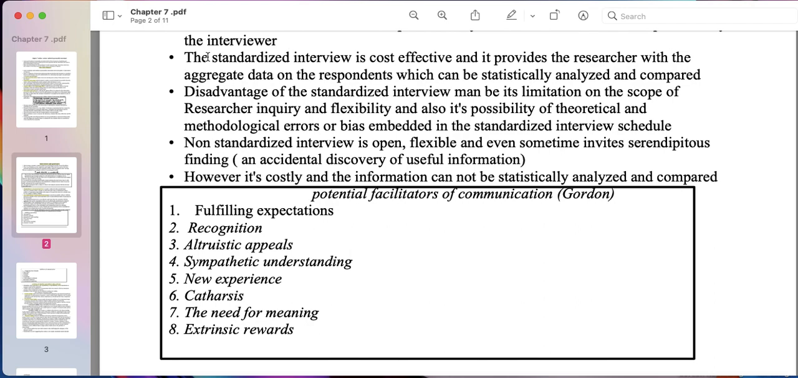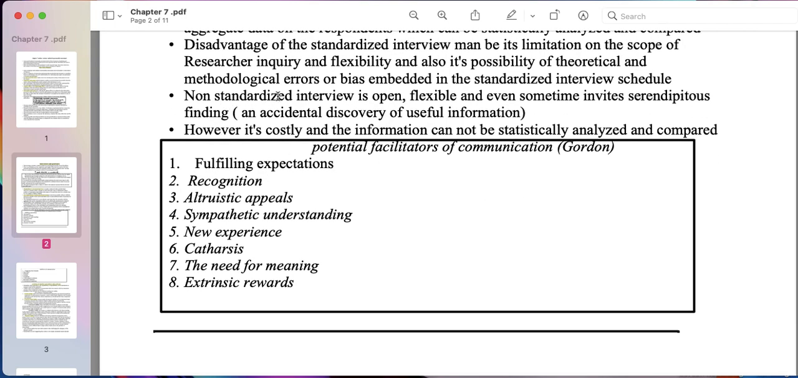Then we have the standardized interview. Why it's a better option is because it's cost effective and it provides researchers with aggregated data on the respondents, which could be statistically analyzed and compared. The disadvantage of the standardized interview may be its limitation on the scope of researchers' inquiry and flexibility, and also the possibility of theoretical and methodological errors or biases inside the standardized interview schedule.